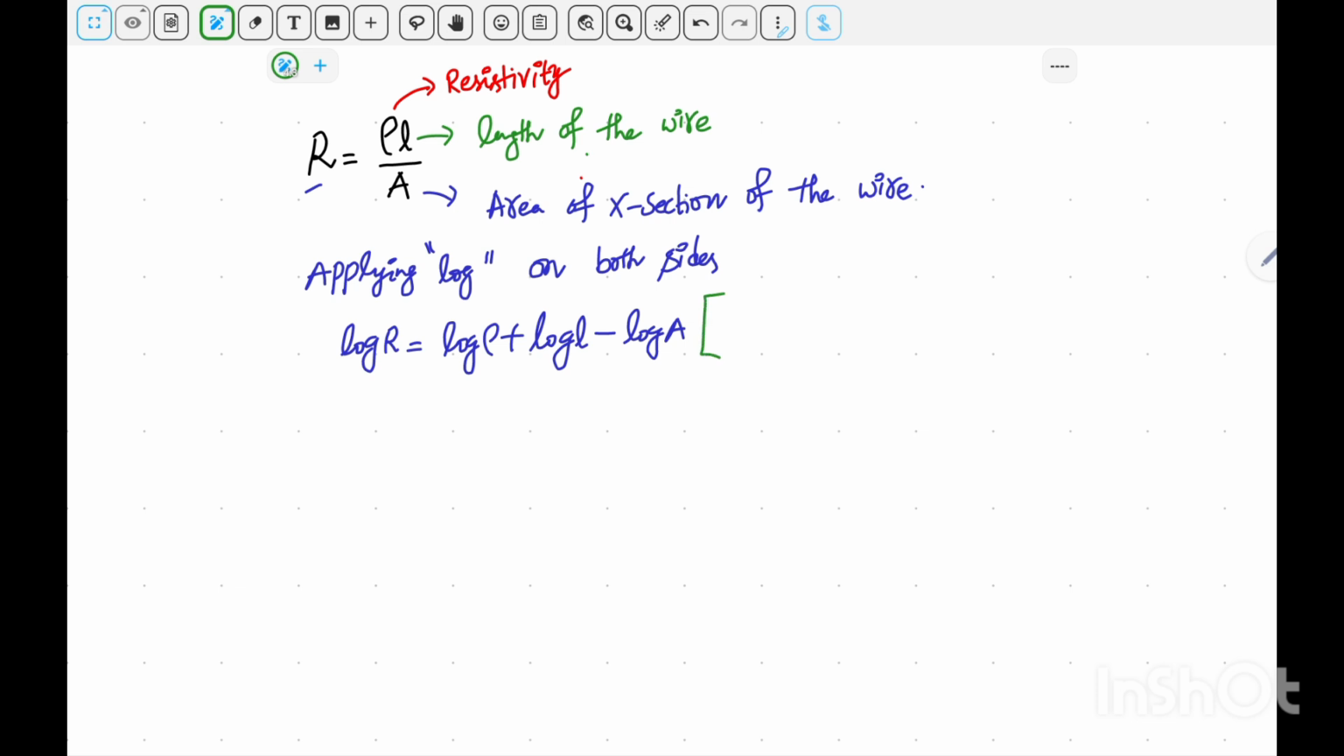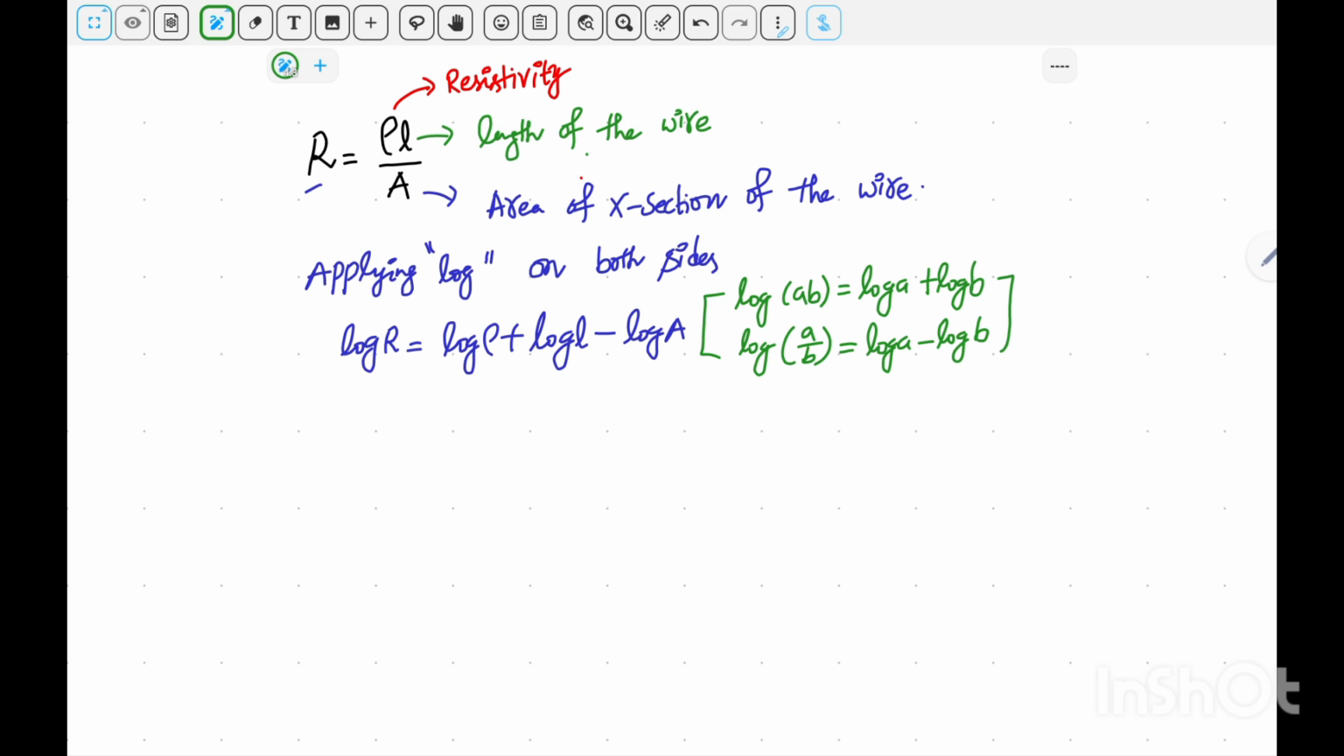One formula for logarithm is log of AB is equal to log A plus log B. This is the first formula we used. Another formula we used is log of A by B is equal to log A minus log B. Of course, we have not written the base 10 here. Logarithm has a base value of 10. I have not written that here.